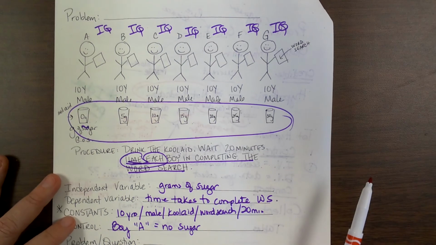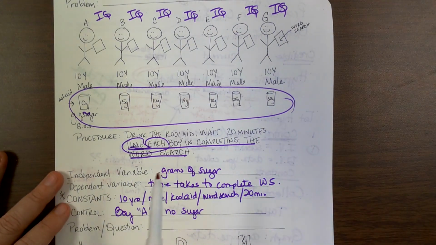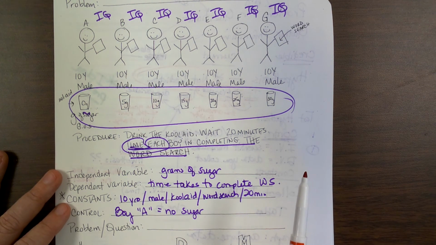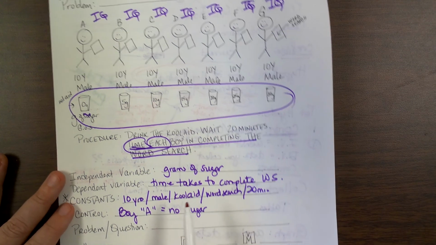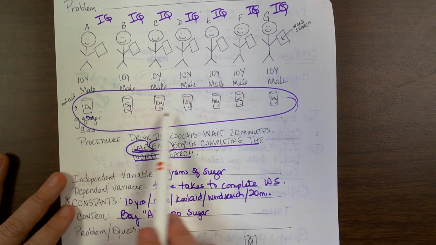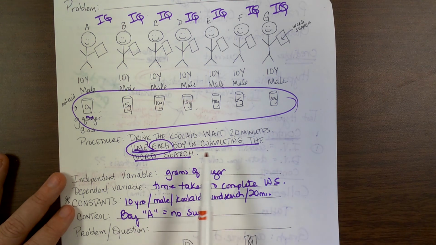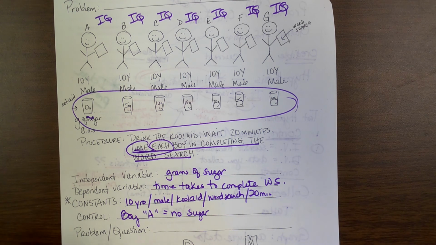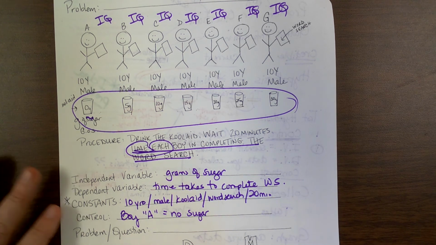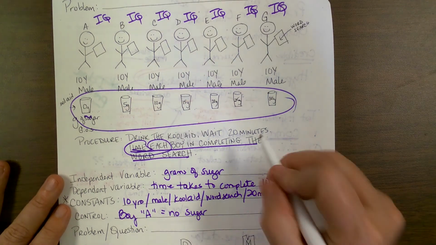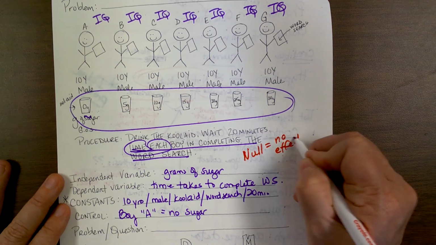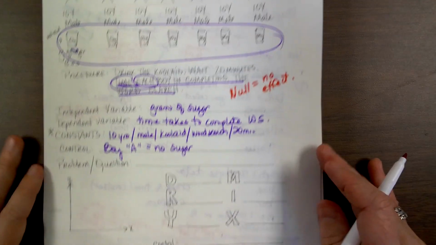So over here, our regular hypothesis would have been if we change the amount of sugar, then the rate at which the boys do the word search will be different. The null hypothesis would say if we change the amount of sugar, the rate at which they do their word search will not be any different. Basically, we would say the sugar has no effect on the word search. Okay, so null equals no effect. All right, so I'm going to stop that right there.